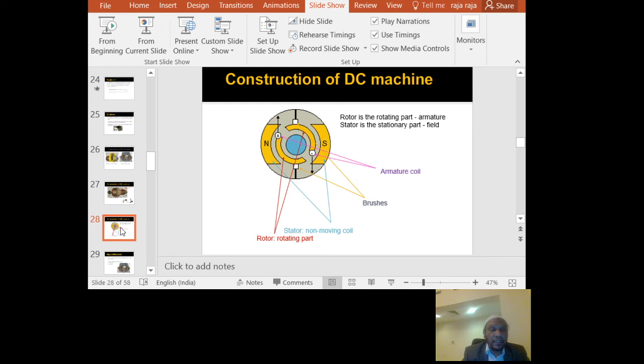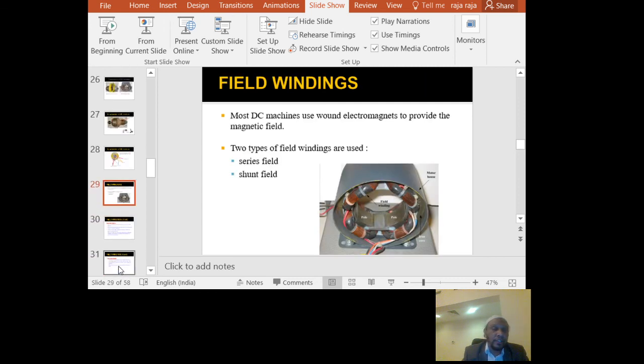And the next one is the construction of the DC machine. So this is the north pole and south pole, which are magnets. The inner side is the rotor, the outer side is the stator. The inner is the rotating part, the outer is the static part. They connect the brushes and the armature coil in the rotor, and the stator's non-moving coil is connected in the north and south poles. So this is the simple structure of the DC machine. The major part is the rotor, whose rotating part is the armature, and the stator is the stationary part, the field coil. So this is the field winding.